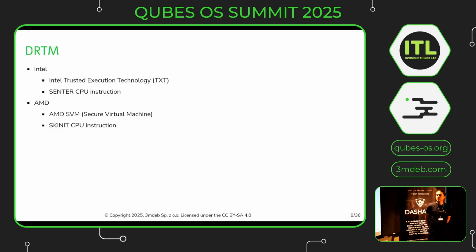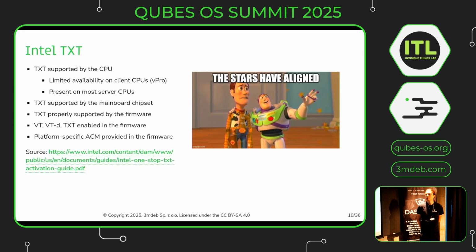To have this one for x86, for Intel we have it provided via the SENTER CPU instruction, which is provided with Intel TXT, Trusted Execution Technology. For AMD, it's the SKINIT instruction, provided as part of the virtualization instruction set.